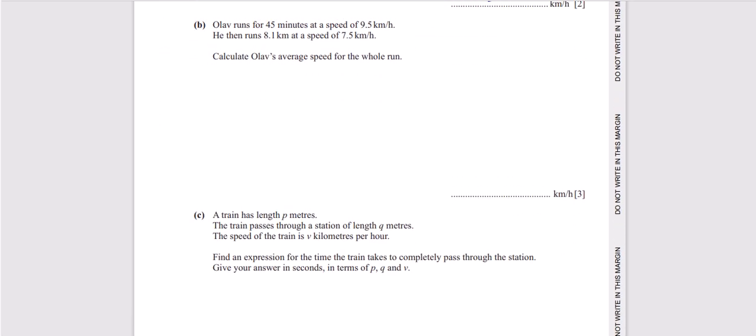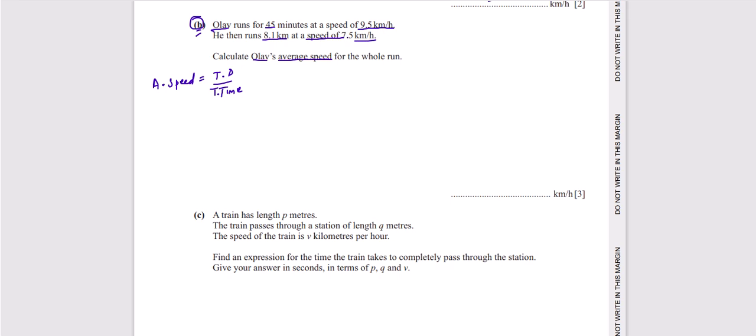Part B. Olive runs 45 minutes at a speed of 9.5 km per hour. He then ran 8.1 km at a speed of 7.5 km per hour. Calculate Olive's average speed of the whole. The average speed formula is total distance divided with total time.